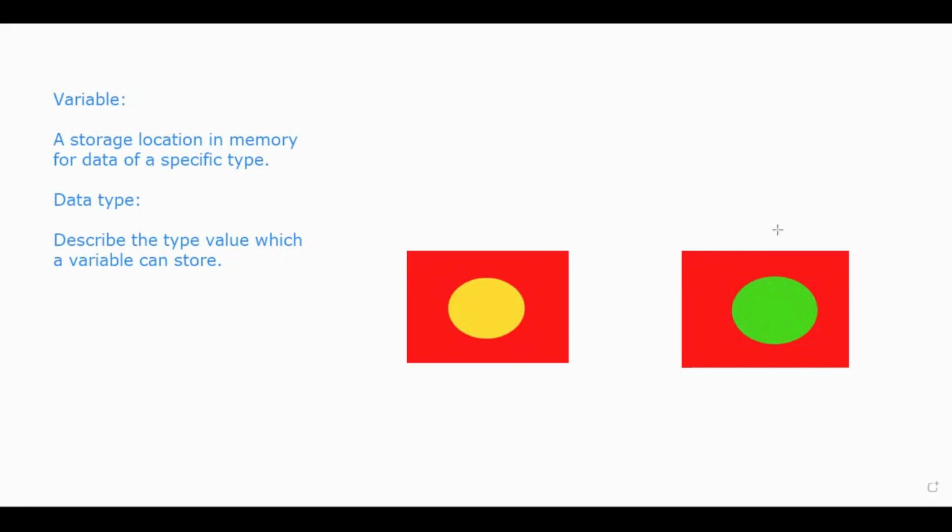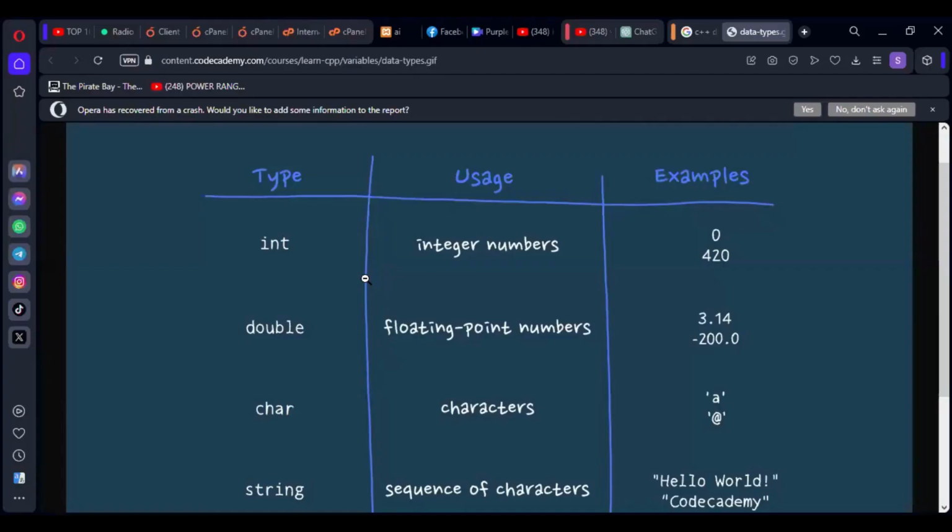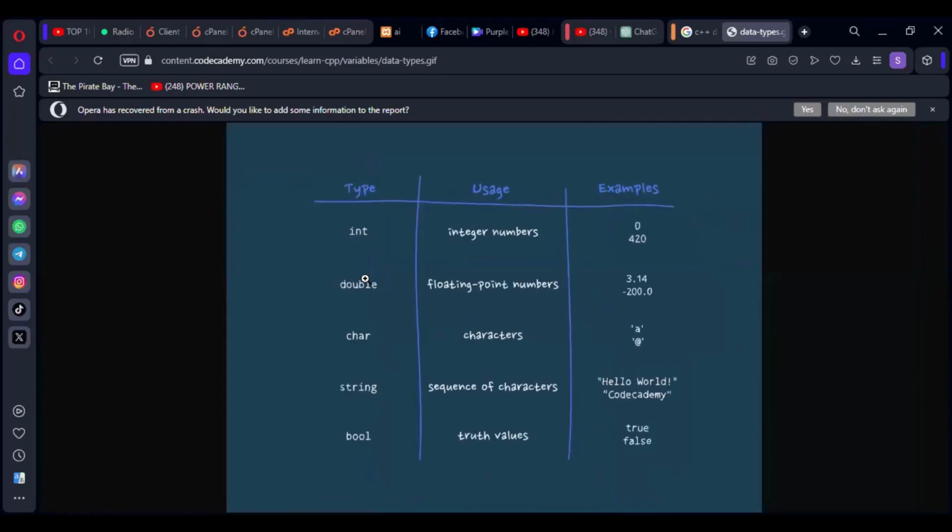Certain variables can only store numbers, others can only store strings, and others can only store characters. So let us look at the variable data types that are there in C++. You've got these variable data types right there. You've got your int data type, which is used for storing numbers, whole numbers to be specific. And then double is used for storing decimal numbers.